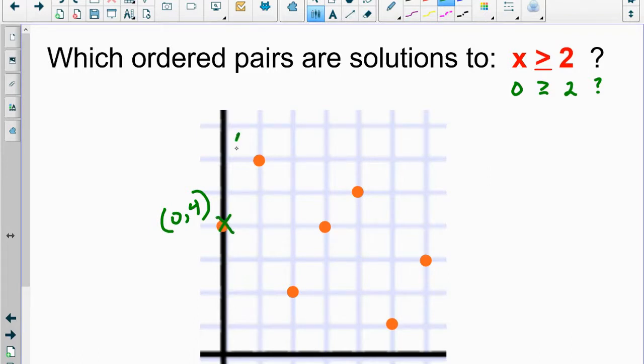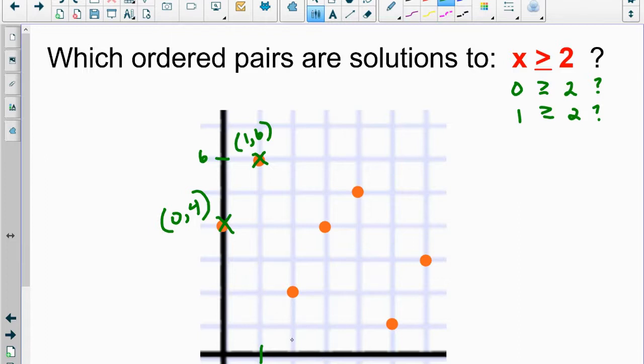If we check the next ordered pair, the next point as we move across from left to right, this one would have an x coordinate of 1 and a y coordinate of 6. The ordered pair is at 1, 6. So if we want to check to see if that's a solution, we take the x coordinate of 1 and test to see if that is true. Is 1 greater than or equal to 2? Well, it's not. 1 isn't greater than 2, 1 isn't equal to 2. So that ordered pair also is not a solution.